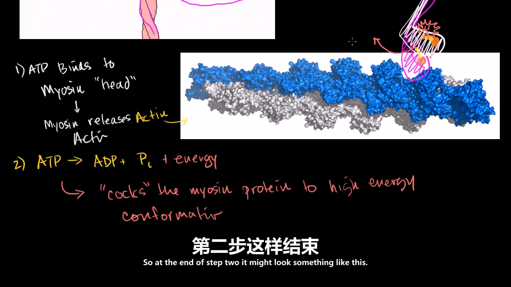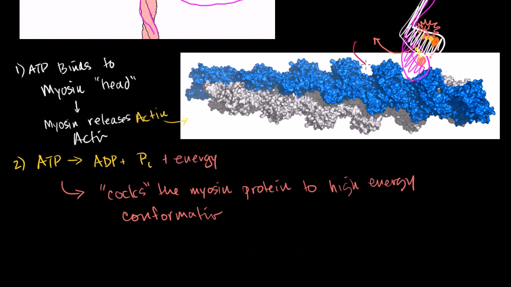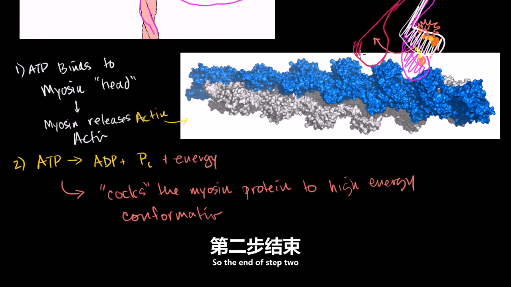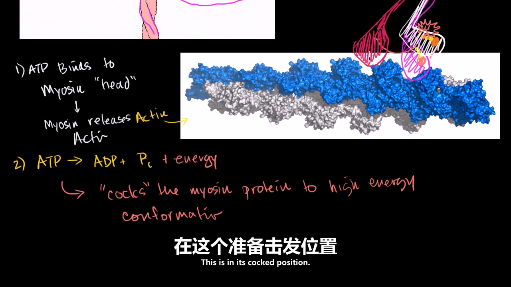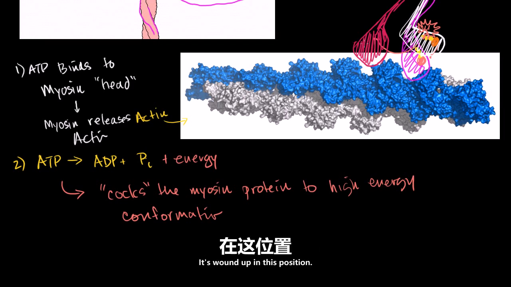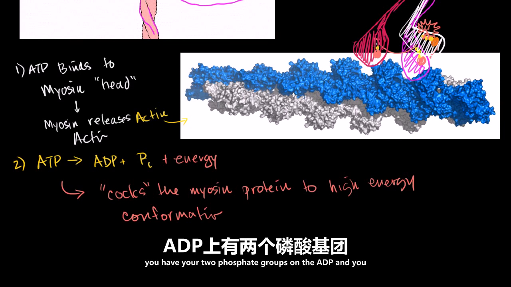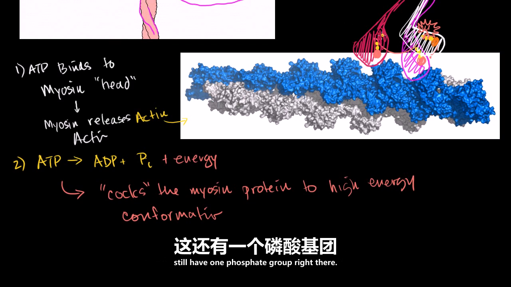So at the end of step 2, the protein looks something like this. I'm trying my best to draw it. This is kind of in its cocked position. It has a lot of energy right now. It's kind of wound up in this position. You still have your ADP, that's your adenosine, and then you have your 2 phosphate groups on the ADP. And you still have 1 phosphate group right there.